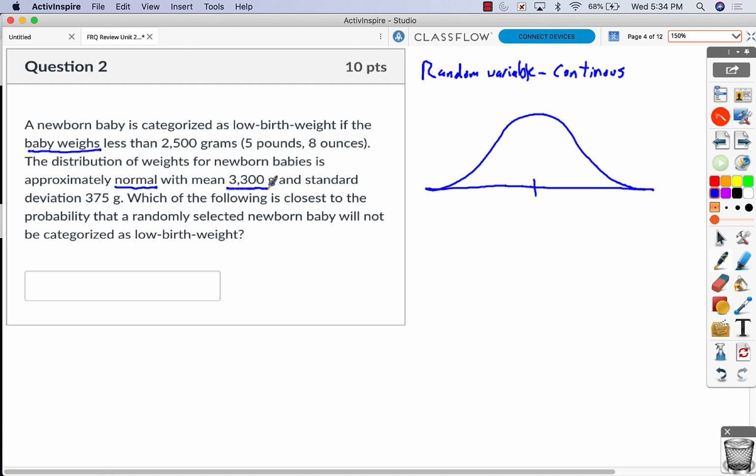So they said the average is 3,300. What's the standard deviation? Just get in the habit of putting the standard deviation up here. Sometimes you have to find it, sometimes they give it to you. They gave it to us here. Which of the following is the closest to the probability that the baby will not be categorized as low birth weight? Well, what's low birth weight? Low birth weight is less than 2,500. So this is 2,500. This is low birth weight.